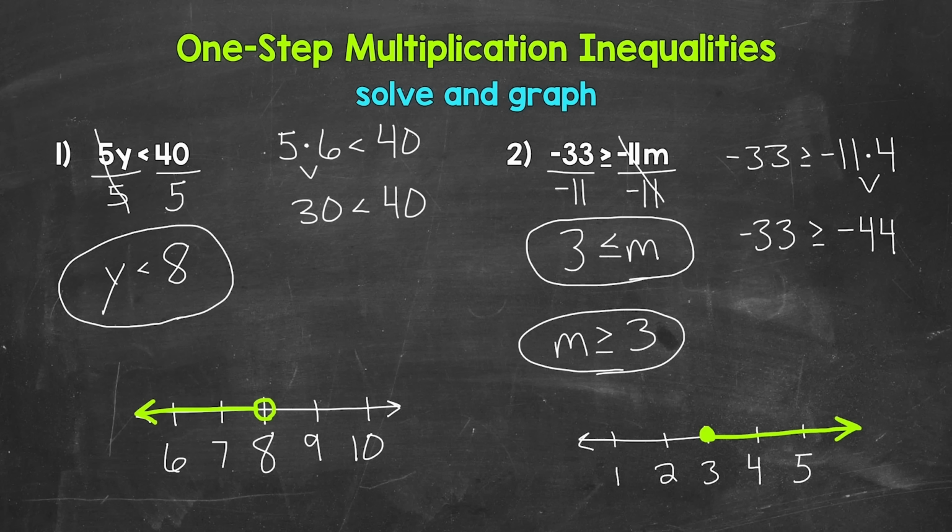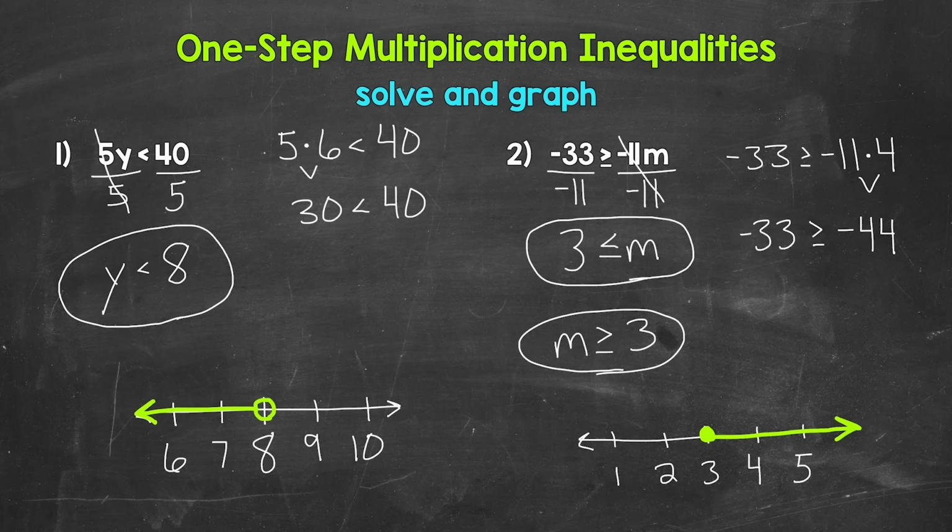M is greater than or equal to 3. And let's actually check 3 as well to make sure that works, since m can be equal to 3. And we will do this mentally. So plug in 3 for m. Negative 11 times 3 gives us negative 33. And reading the inequality from left to right, negative 33 is greater than or equal to negative 33. So that is true, 3 works as well.